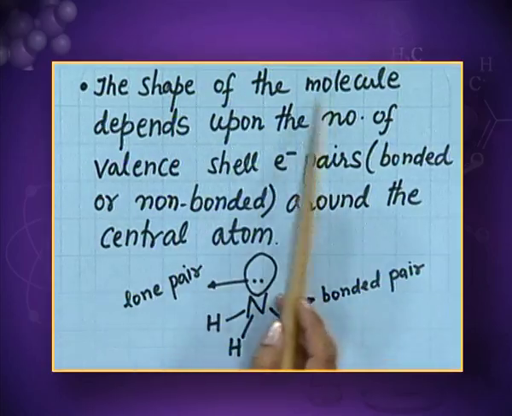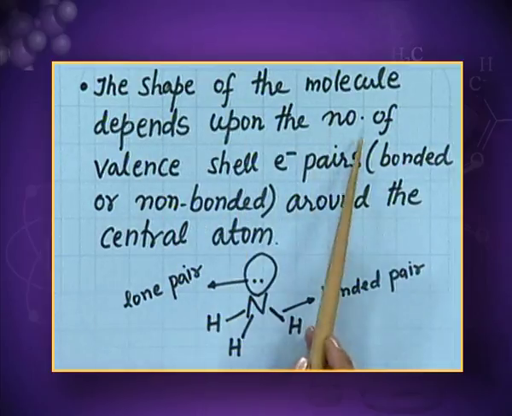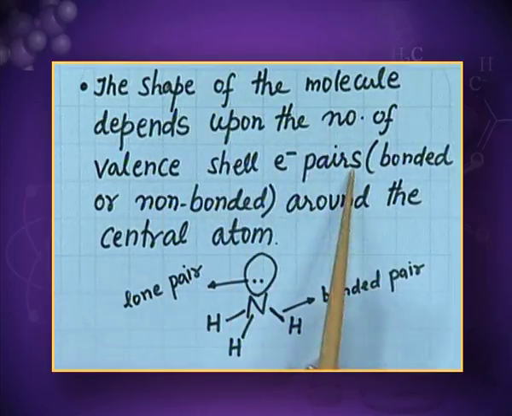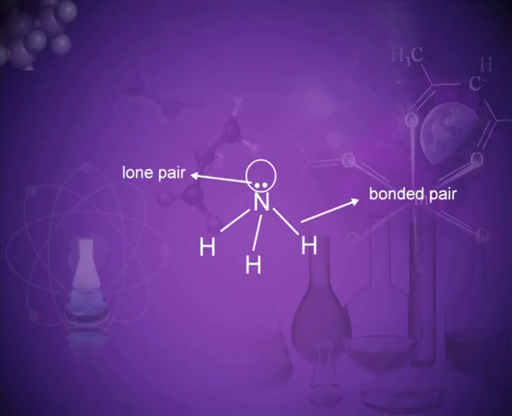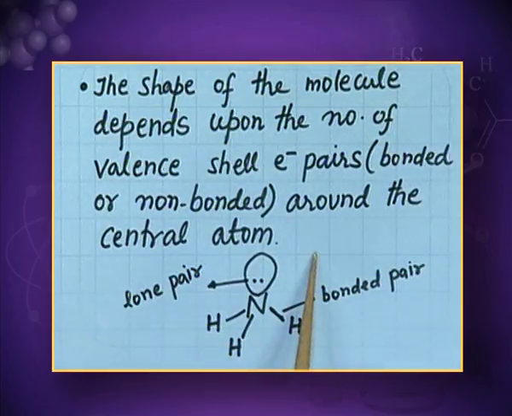The shape of the molecule depends upon the number of valence shell electron pairs. Electron pairs can be bonded or non-bonded around the central atom. That is, the shape of a molecule depends upon the number of electron pairs, and these electron pairs can be bonded or non-bonded. Let me explain with the help of this example.